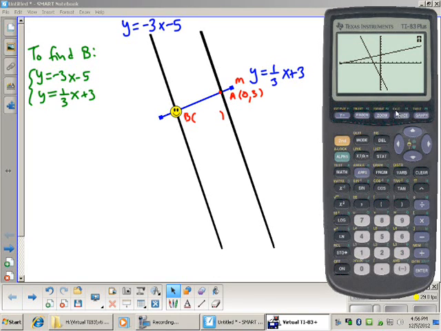Drop it down here to intersect, boom. First curve means is this the first equation, y equals negative 3x minus 5? It is. I'll hit enter to confirm. Second curve, is this the second equation? It is indeed. Guess, I'm not going to do that because it's only one possible intersection. Bam, hit it. Intersection is negative 2.4 and then positive 2.2.